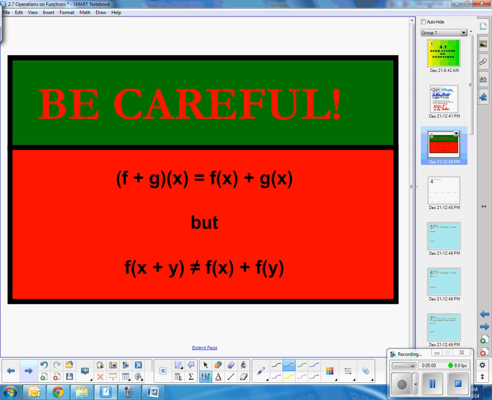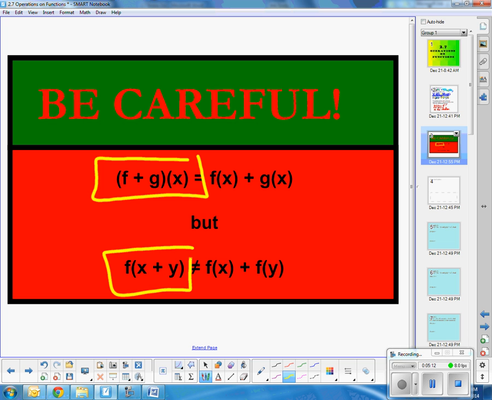Just one word of caution, something to be careful for, is that while we can do this for operations of functions, we can add the functions together, the same does not apply if we're adding inputs. So while we can do f plus g of x and make it f of x plus g of x, we cannot, no, bad, take f of x plus y and split it into f of x plus f of y. So that's bad for business right there. We can't do that. Just a little point of emphasis.